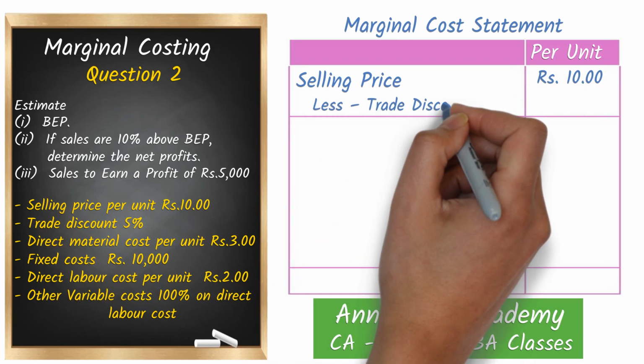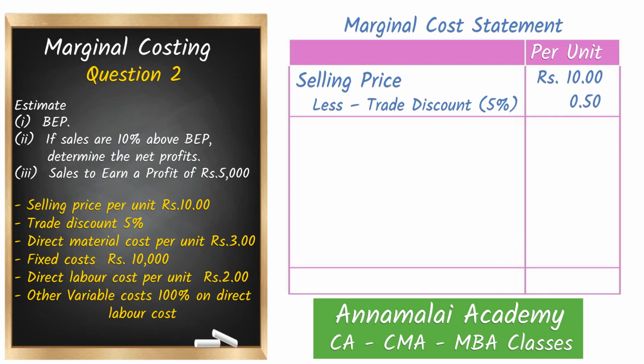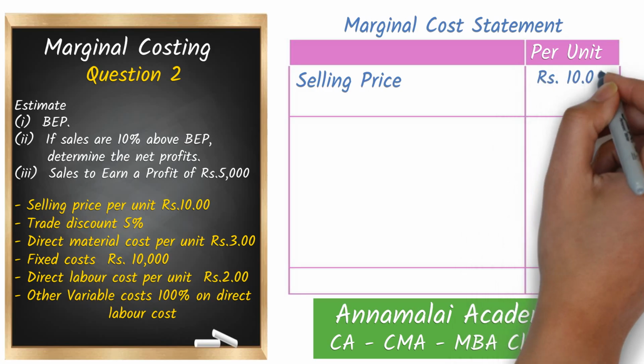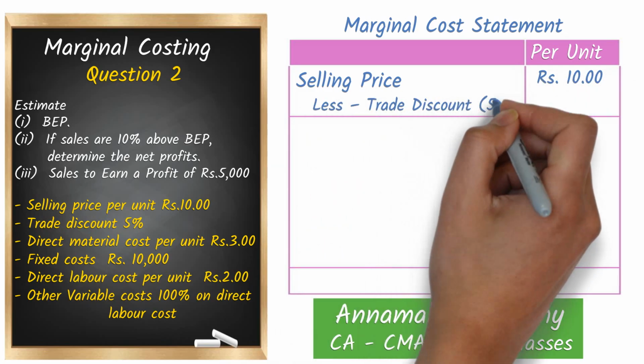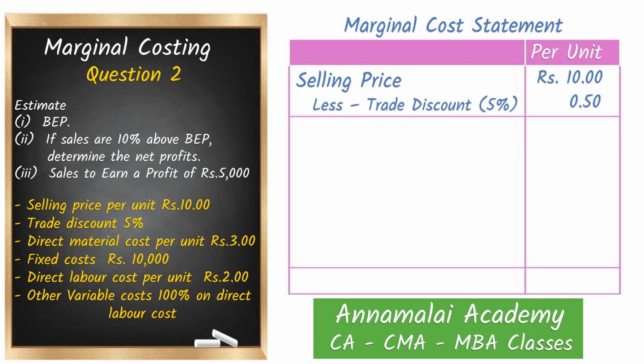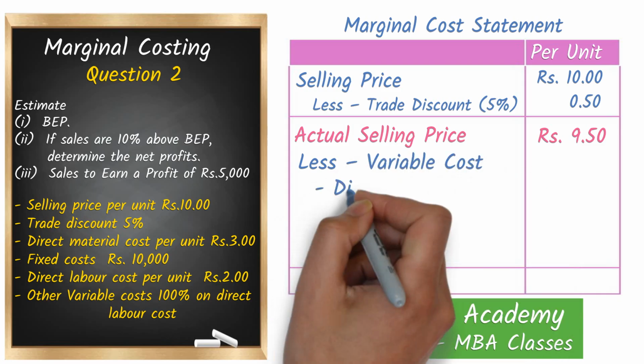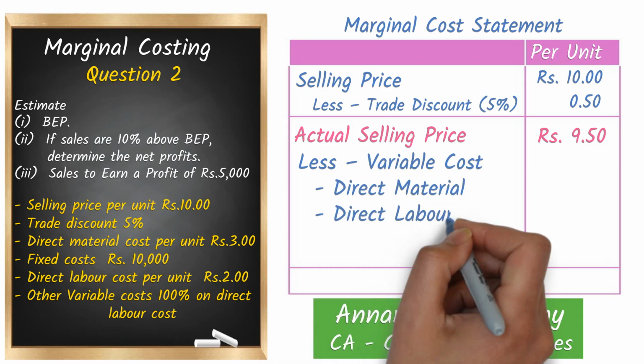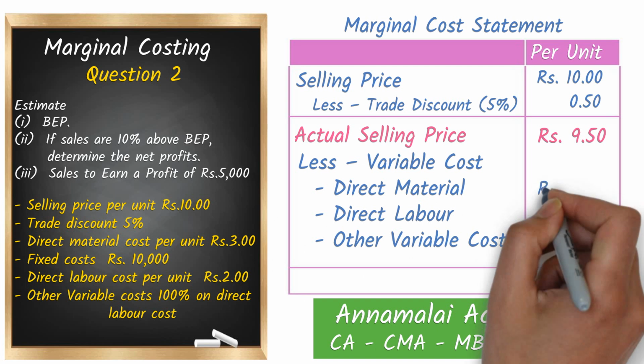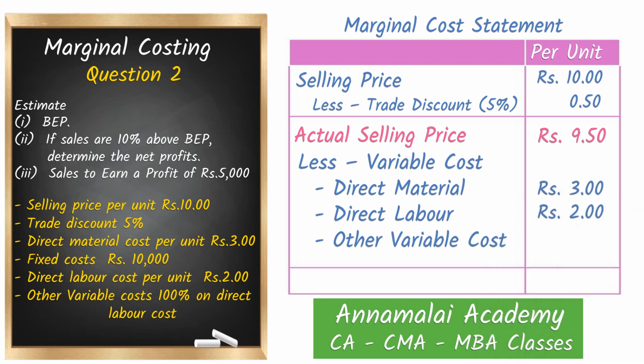Second question, we are given some details, starting with the marginal cost statement. Selling price is given as 10 rupees and a trade discount is given at 5%. So it is deducted from the selling price. So the actual selling price comes to 9 rupees 50 paise. We are given three variable cost components. Direct material 3 rupees, direct labor 2 rupees and other variable cost.